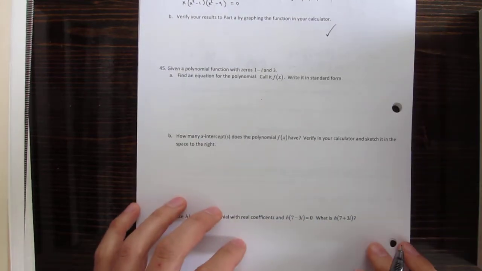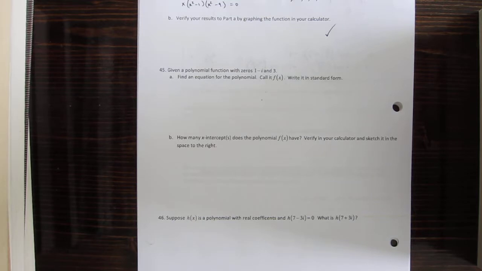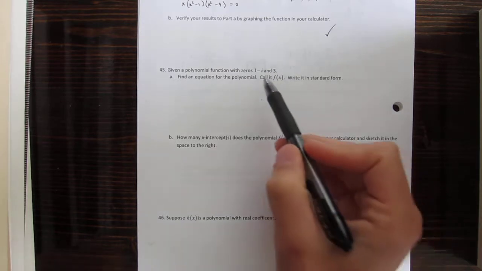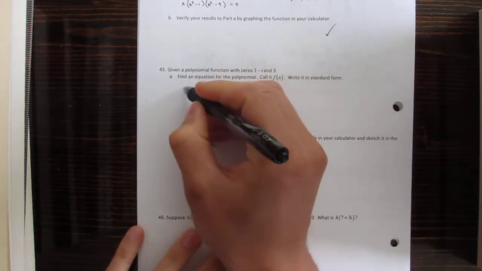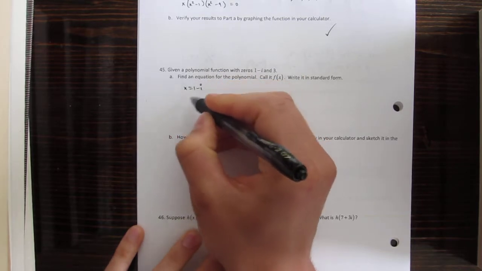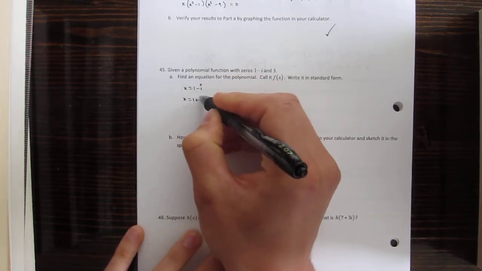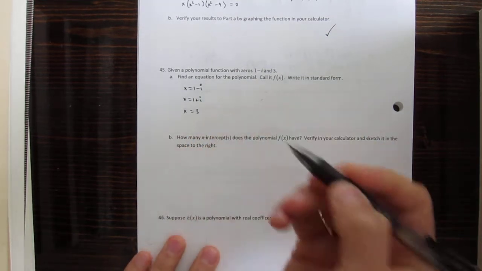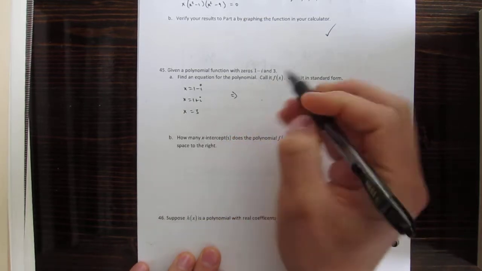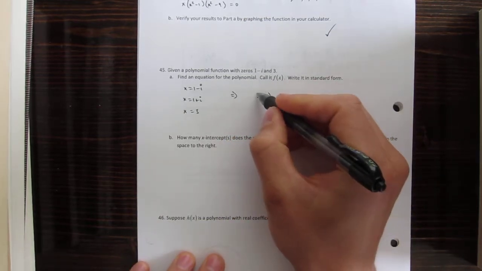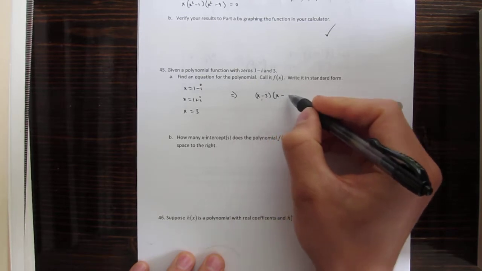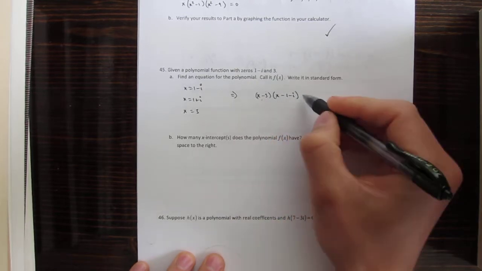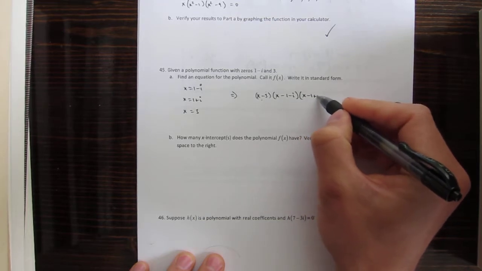Looking at 45, given a polynomial function with zeros 1 minus i and 3, find an equation for the polynomial and call it f of x. So remember that if you have a 0 at x equals 1 minus i, you also have to have a 0 at 1 plus i. That's the complex conjugates theorem. And we also have a 0 at x equals 3. So that means we should get x minus 3 as a factor, x minus 1 minus i as a factor, and x minus 1 plus i as a factor.